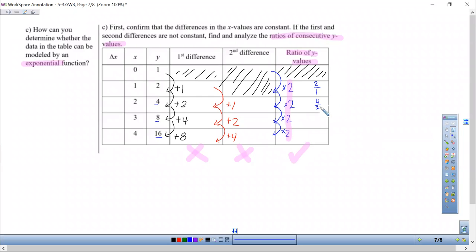Again, if I actually do the ratio, sometimes if it's a fraction, it makes it more complicated. I would do 8 divided by 4. That's how I got the 2. And then 16 divided by 8. Okay, so constant first difference would be linear. Constant second difference is quadratic. And then a constant ratio is exponential. If it's anything besides those 3, that means that it's not those types of functions.